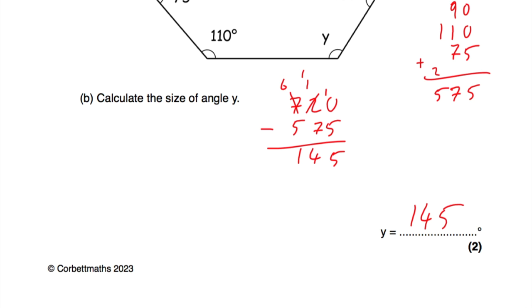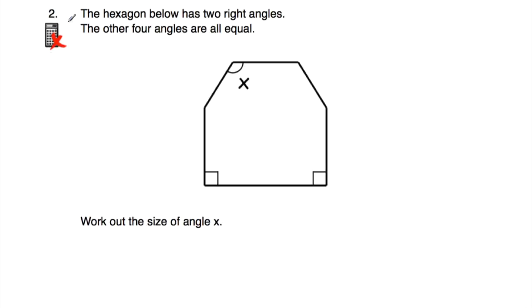Okay, let's have a look at our next question. Question number two says the hexagon below has two right angles. So we've got these two right angles. I'm just going to write 90 degrees beside each of them. And the other four angles are all equal. And we've been asked to work out the size of angle X.